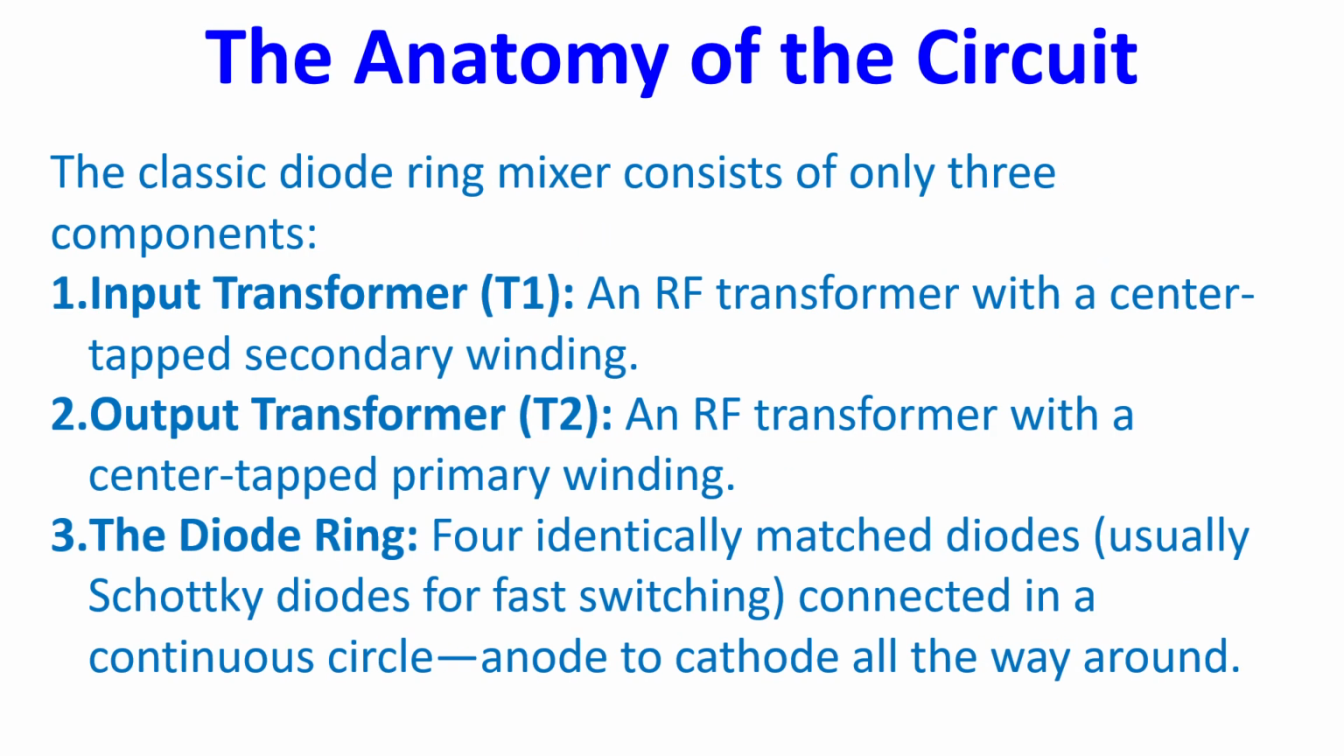The classic diode ring mixer consists of only 3 components: input transformer T1, an RF transformer with a center tapped secondary winding; output transformer T2, an RF transformer with a center tapped primary winding; and a diode ring, 4 identically matched diodes, usually Schottky diodes for fast switching, connected in a continuous circle, anode to cathode, all the way around.